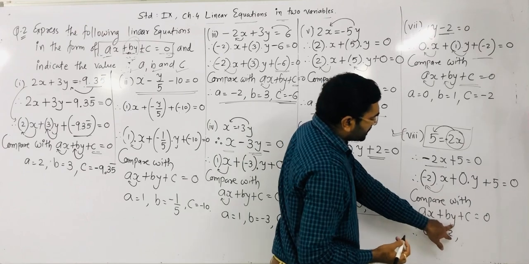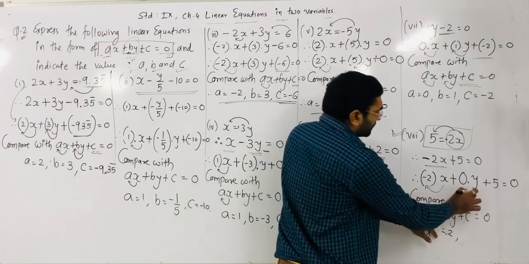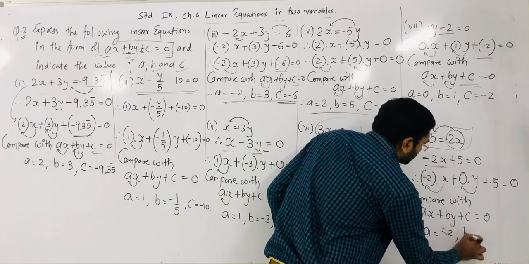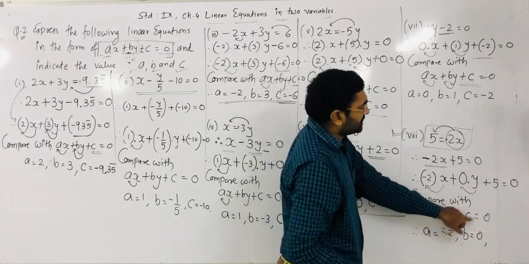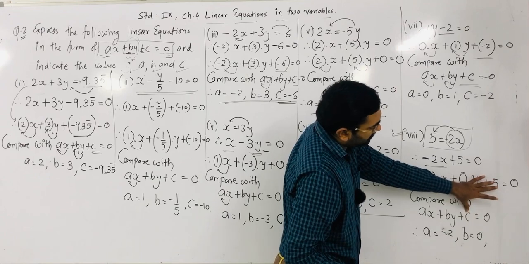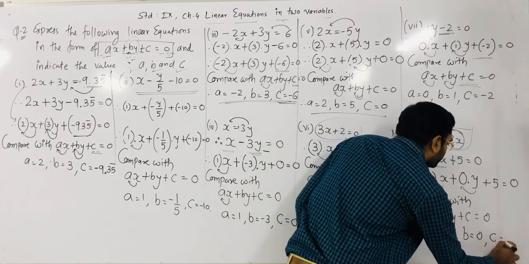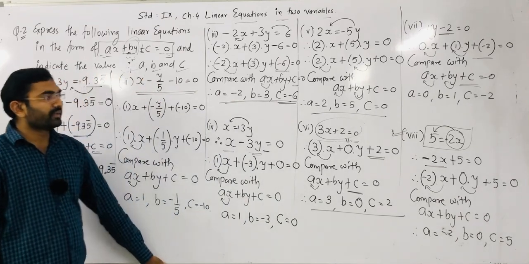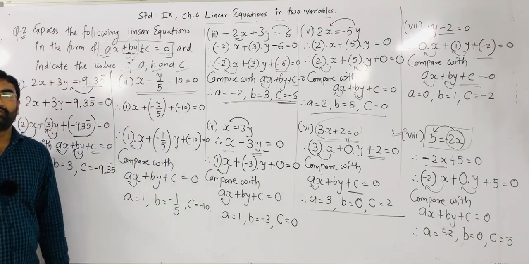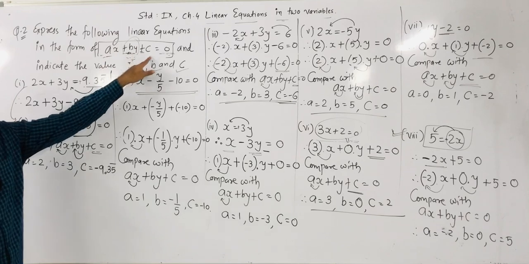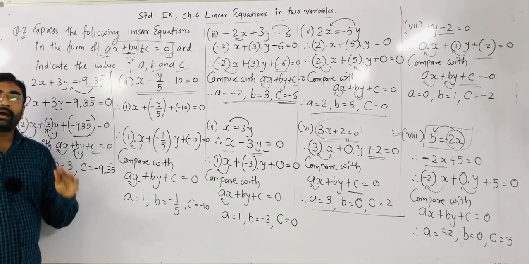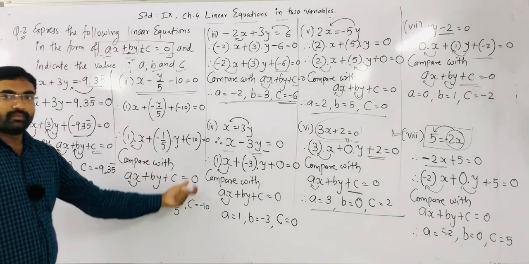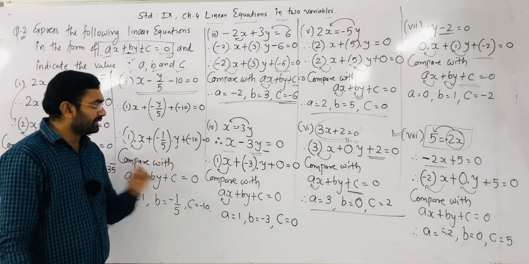Right? Now, in the general form, the y coefficient is b. In the given equation, the y coefficient is 0. So b value is what? 0. And the last term is called the constant term. C value, we can say is 5. Okay. So that way you can get any linear equation in the form of ax plus by plus c is equal to 0, and after that whatever the equation you get, you have to compare with that general form. So you get the a, b and c.